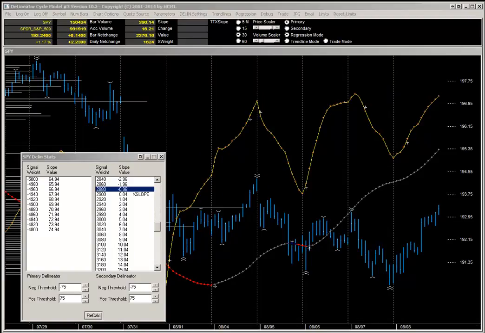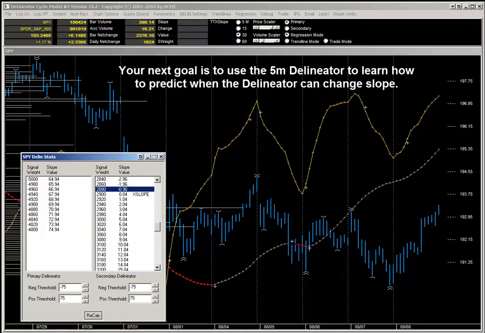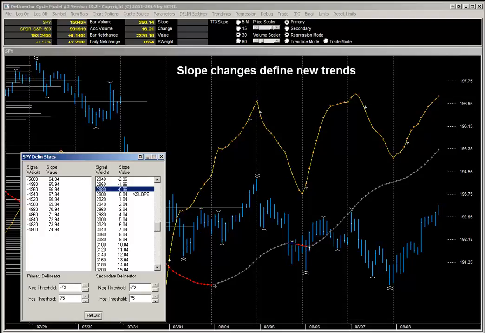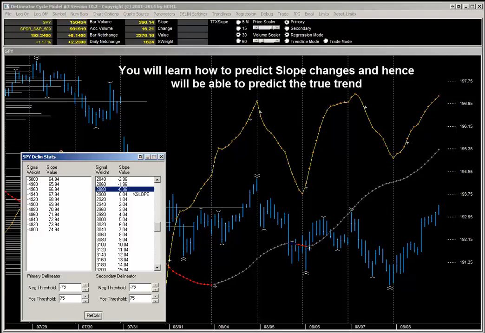We've learned about the components of the delineator, and most importantly, we've learned how the change in the value of signal weight affects the value of the slope, and how we can use our stats calculator to determine when the delineator can turn up or down and when it cannot. Moving forward, using the 5-minute delineator for several weeks is what you should focus on, with the goal of learning how to determine when the delineator can change slope and when it cannot. Because when the delineator changes slope is when new trends are born. And that's what you'll need to learn how to recognize. And that's something that only time can show.